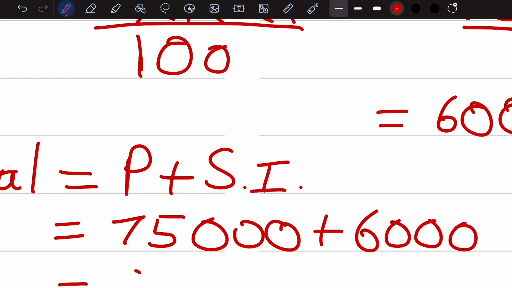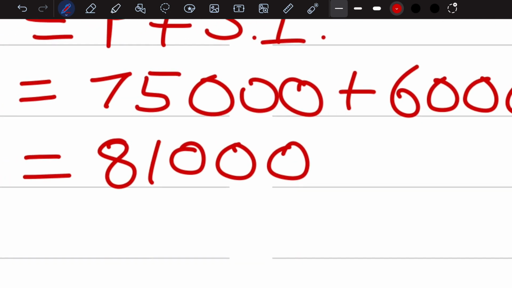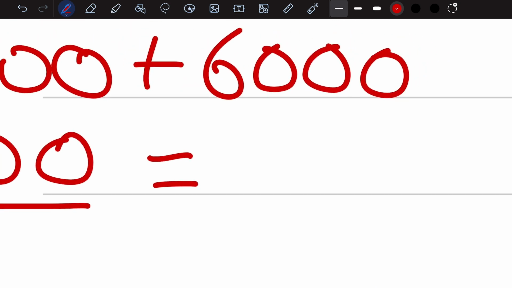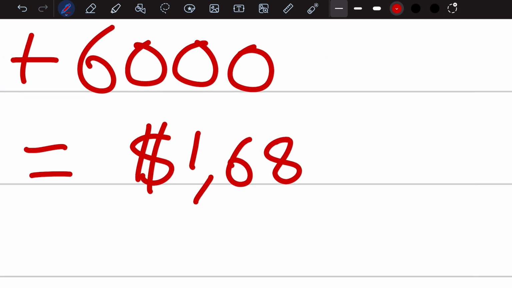And that will give us $81,000. So we just need to divide this by the amount of months that we have to repay, which is 4 years. 4 years is how many months? Yes, 12 multiplied by 4 is 48. And we will get our equal monthly installments. Right, so your answer is $1,687.50.